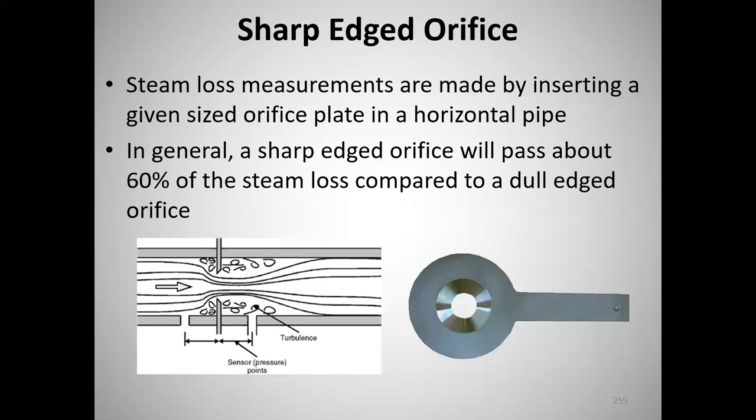This is just a slide on the sharp-edged orifice. There's a picture of an orifice that somebody, Jeff or somebody in the shop, made and put into a test rig and took the data. In general, a sharp-edged orifice will pass about 60% of the steam loss compared to a dull-edged orifice. Now, how sharp is sharp? How dull is dull? I don't know. You can go into the literature, I'm sure, and find specifications on some of this.